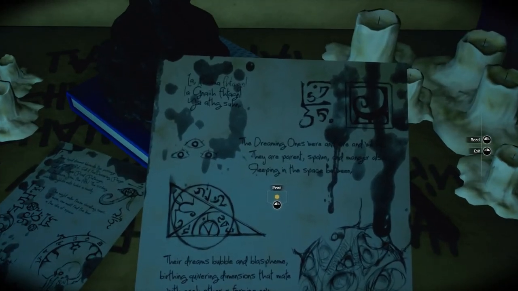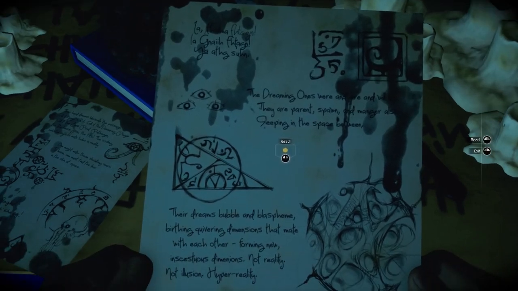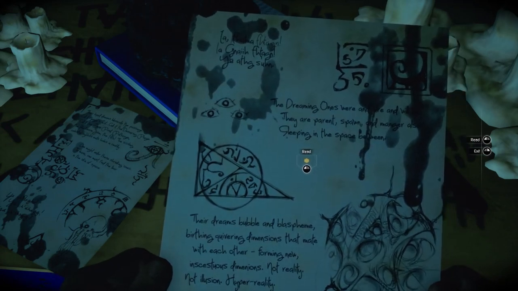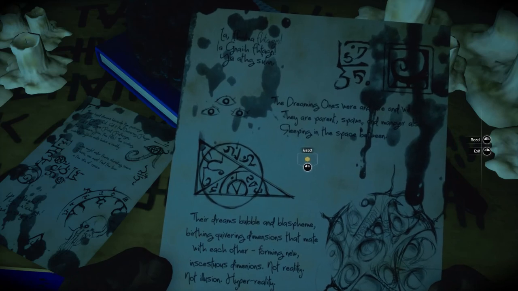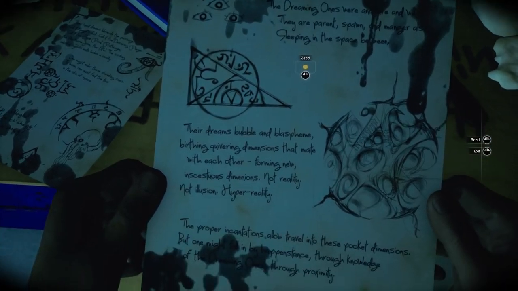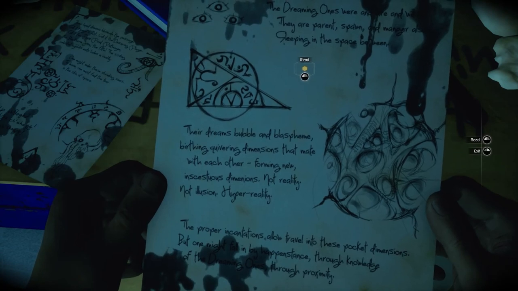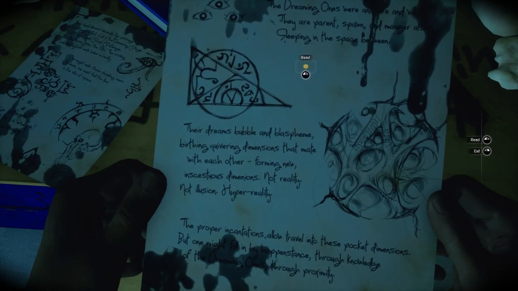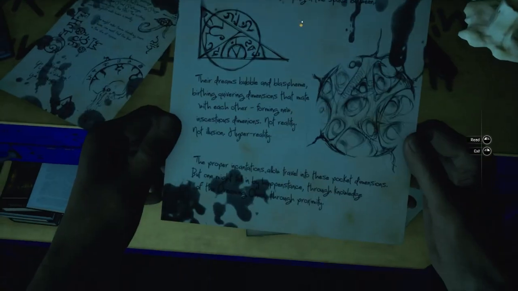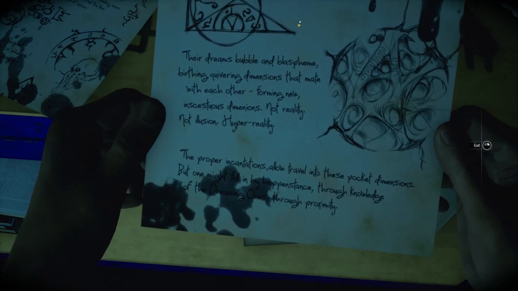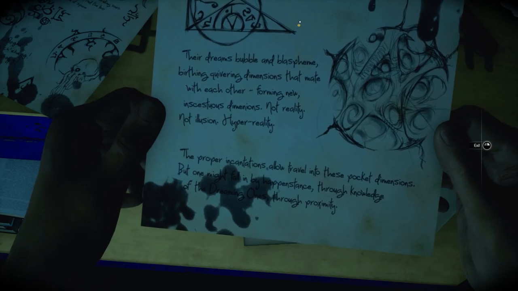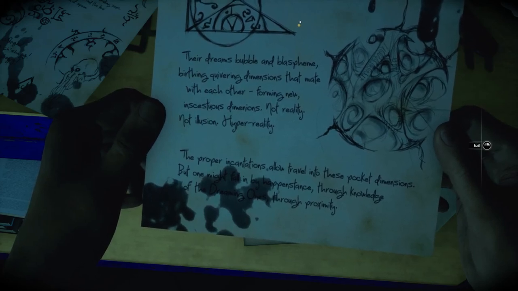Fatang, of course, the Relayan language of the Great Old Ones, the Dreaming Ones, were and are and will be. They are parent, spawn, and manger also, sleeping in the space between. Their dreams bubble and blaspheme, birthing quivering dimensions that mate with each other, forming new, incestuous dimensions. Not reality, not illusion, hyper-reality. The proper incantations allow travel into those pocket dimensions, but one might fall in by happenstance, through knowledge of the dreaming ones, through proximity.